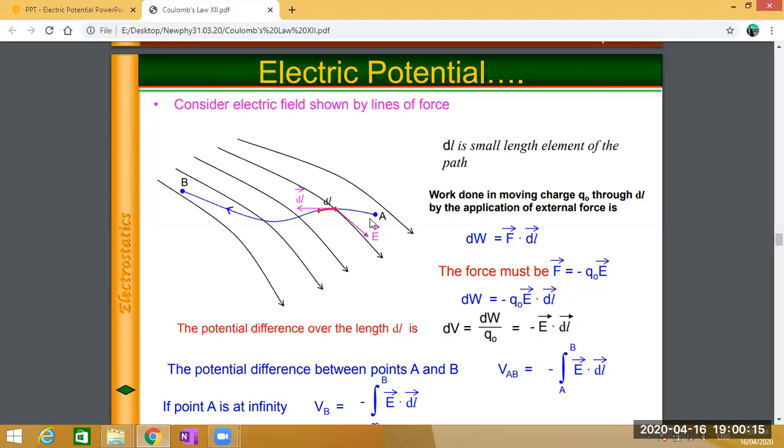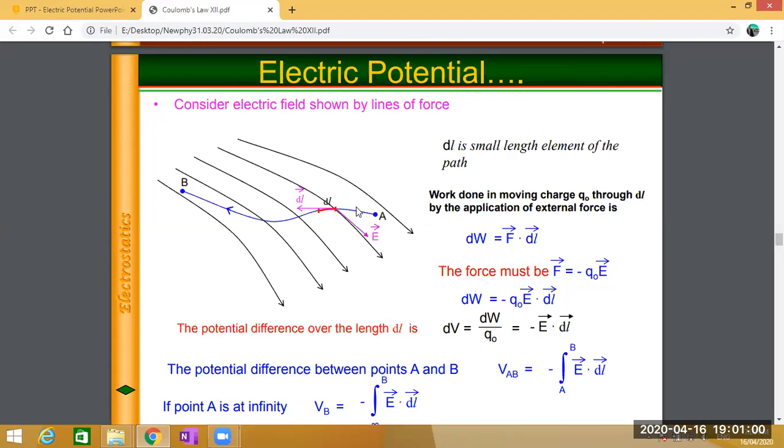Now in this field, we take two points, A and B, because I have already told you that if there is no field present in the space, we cannot talk about electric potential. If field is present, only then we can talk about the potential. So electric potential at any point in the given field is due to presence of field of source charge. So it is essential that in the region of space where we try to determine electric potential, we must understand that there must be some sources of electric field.